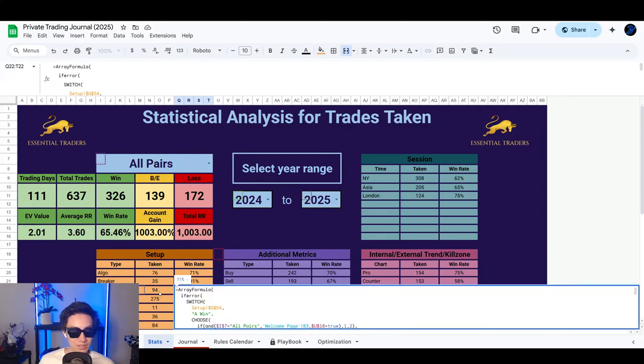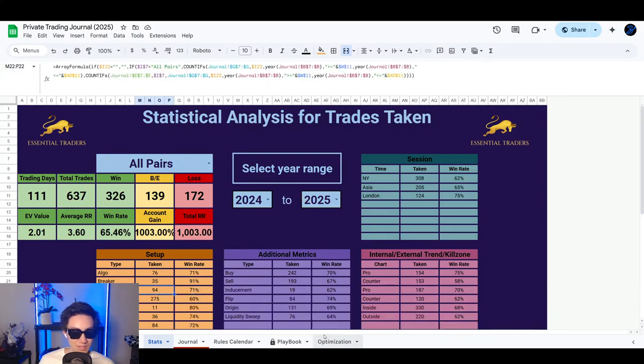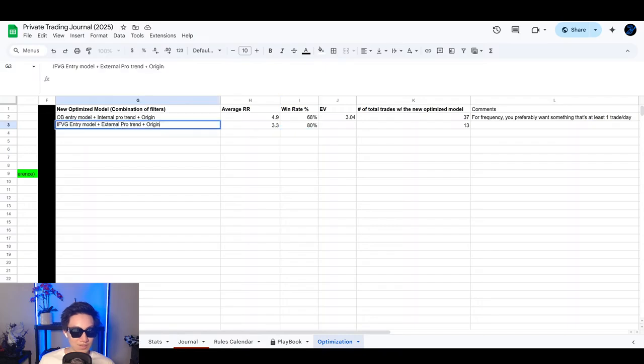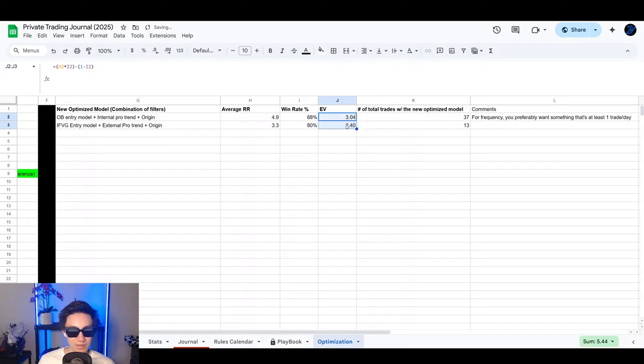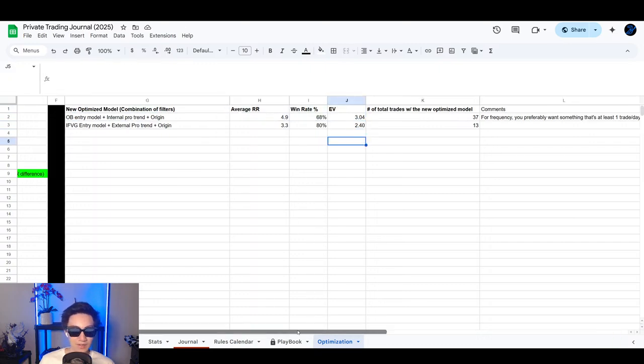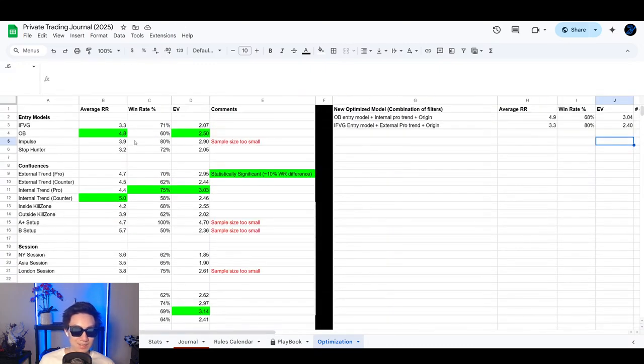You can see IFGs, if I take all of them, it's a 71%. If I filter it based on just taking only external pro trend plus the origin only, it's an 80% win rate, guys. And then here's the EV. It's 2.4. You can also see it's not as good as the first most optimized one. How I got basically the most optimized, and it makes sense, is I literally took the highest EV in each category.